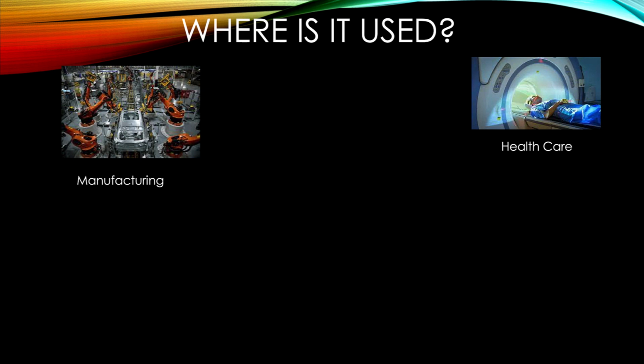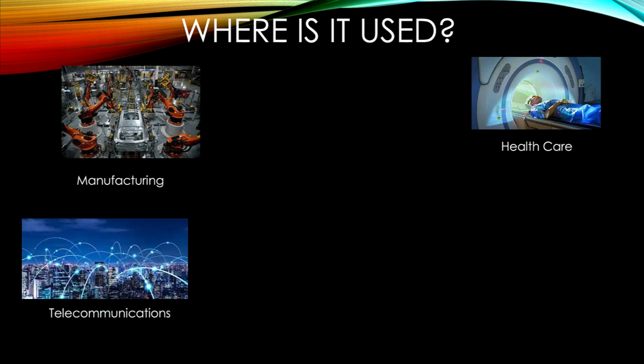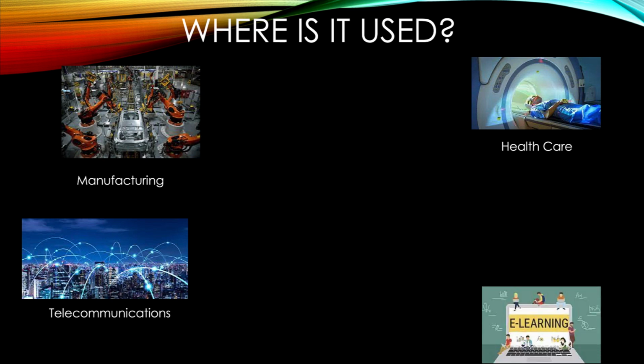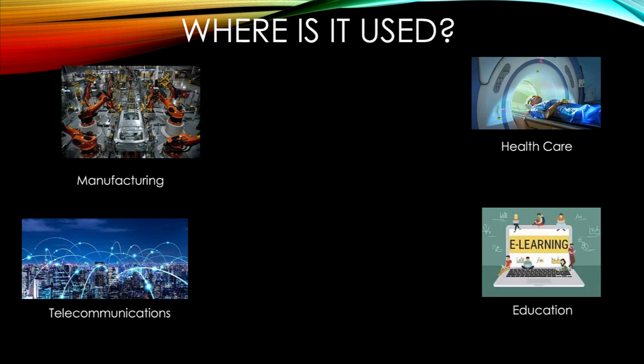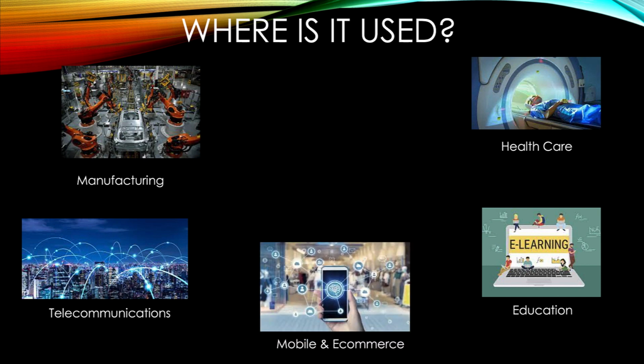Healthcare. This is a patient getting treated by an MRI device. Information technology is used in building that device, using it to find out what might be wrong with this patient, and helping to treat that person. Telecommunications. Information technology plays a major role in delivering information. E-learning. I used this graphic to say, this is what we're doing today. You're learning about careers, and you're doing it electronically using the internet. So information technology plays a very big role in education.